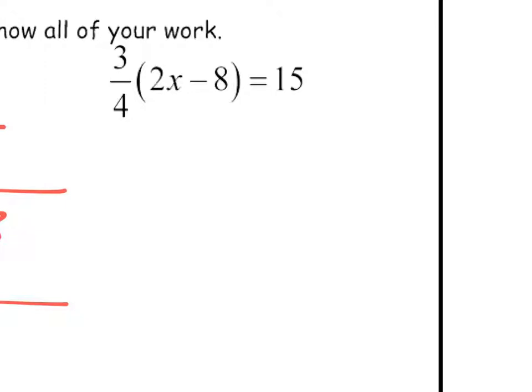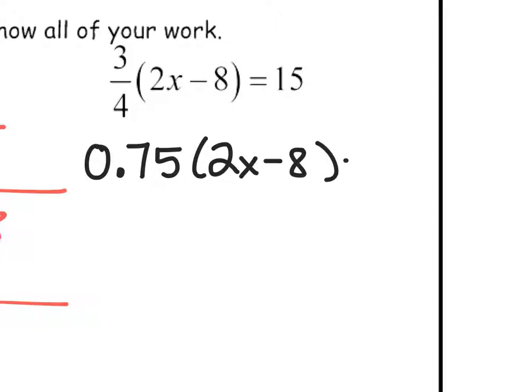Declan, what is that as a decimal? 3 divided by 4. It's 0.75. Yeah. So I'm going to rewrite my equation. Instead of writing 3/4, I'm going to write 0.75 times 2x minus 8 equals 15.